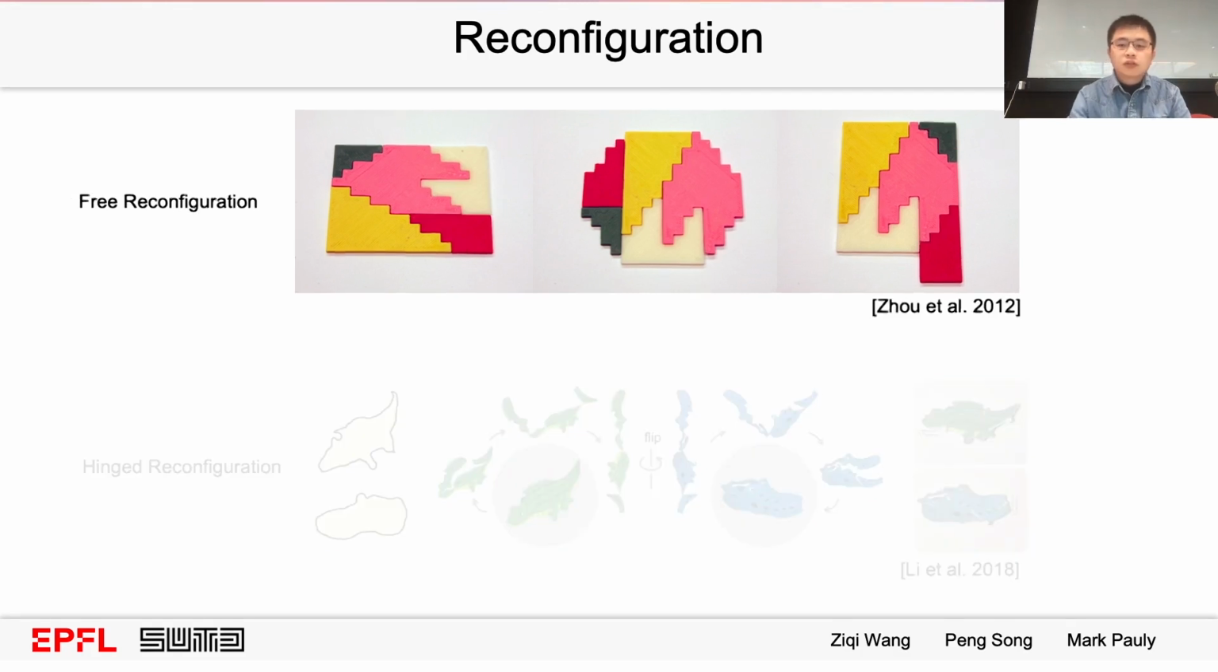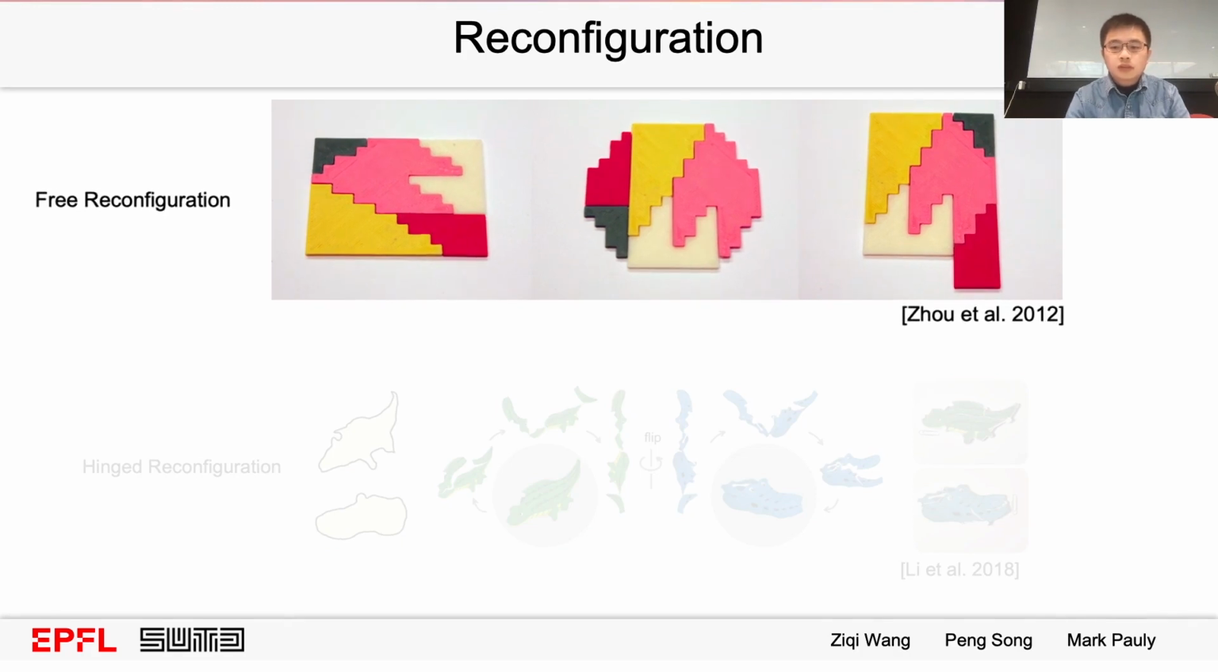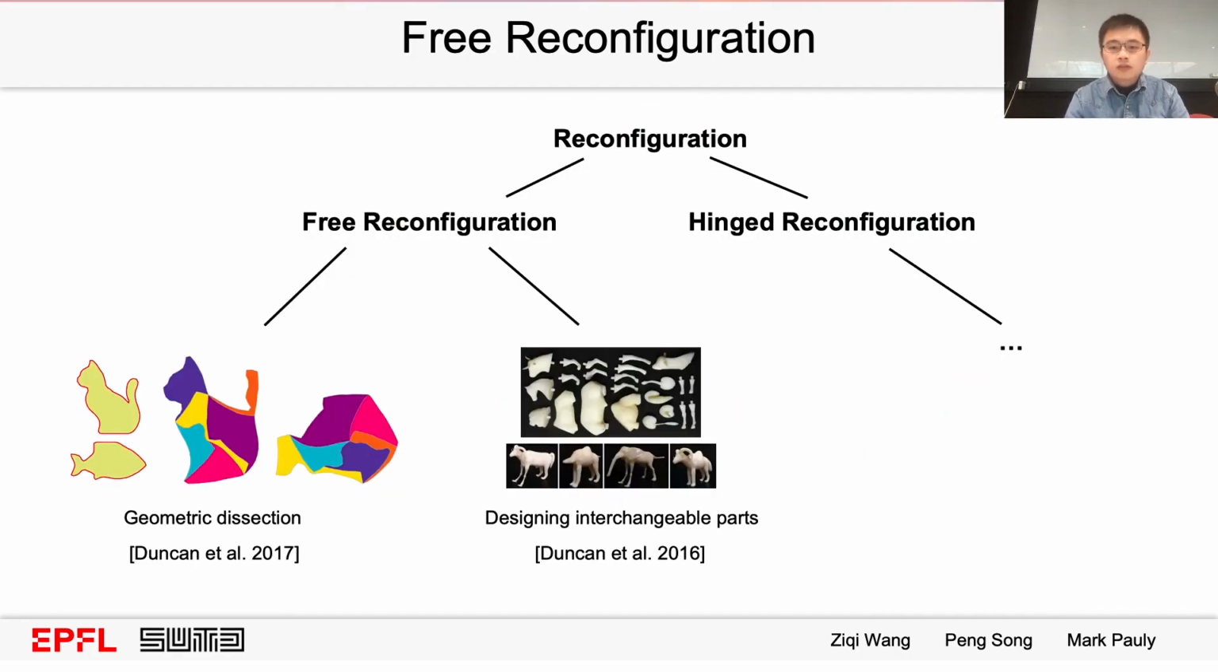Let's first review recent works in free reconfiguration. For the free reconfiguration assembly, if the target shapes are provided, the problem can be formulated as geometric dissection. Otherwise, if the target shapes have been compatibly segmented, the problem is formulated as designing interchangeable parts.